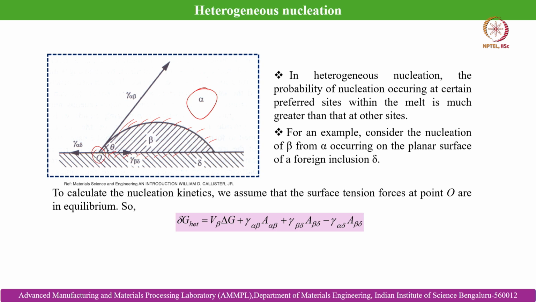Because of the nucleation of the product particle beta, this is the nucleation at the alpha gamma interface, that is between the inclusion particle delta and the liquid melt alpha. That free energy needs to be deducted to get the balance of the surface tension forces. So here it is minus gamma alpha delta into the surface area A beta delta. That is what gives you delta G heterogeneous, the free energy change for heterogeneous nucleation.